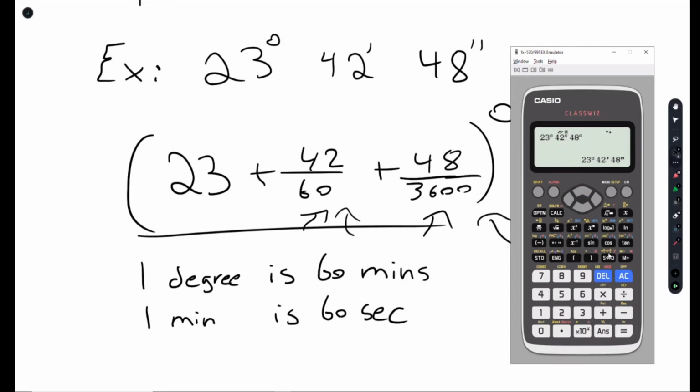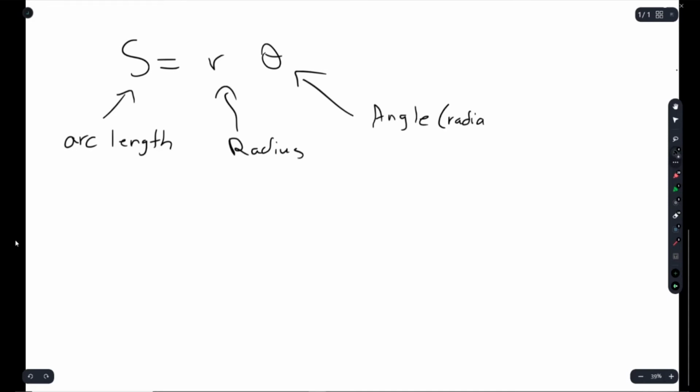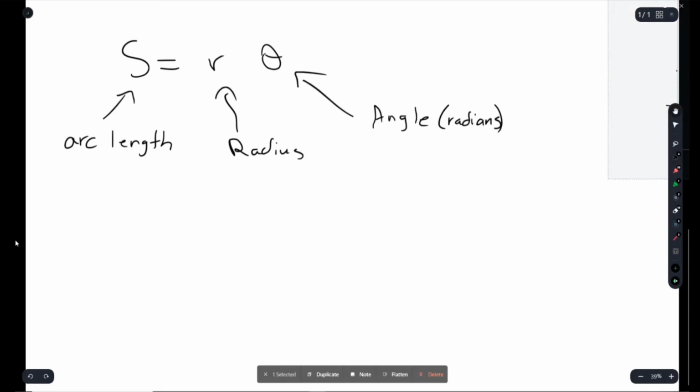It's the same value. One of the final formulas you're going to need for this lesson is S is equal to R times theta. So S is the arc length, R is the radius, and theta is the angle in radians. So let's get an exercise right ahead.